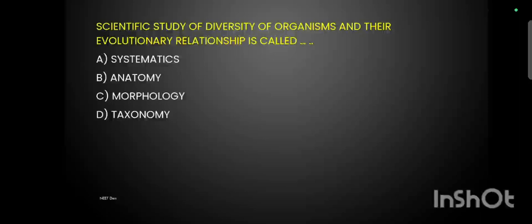Question: scientific study of diversity of organisms and their evolutionary relationship is called A. Systematics, B. Anatomy, C. Morphology, D. Taxonomy. So the answer here is A, systematics.